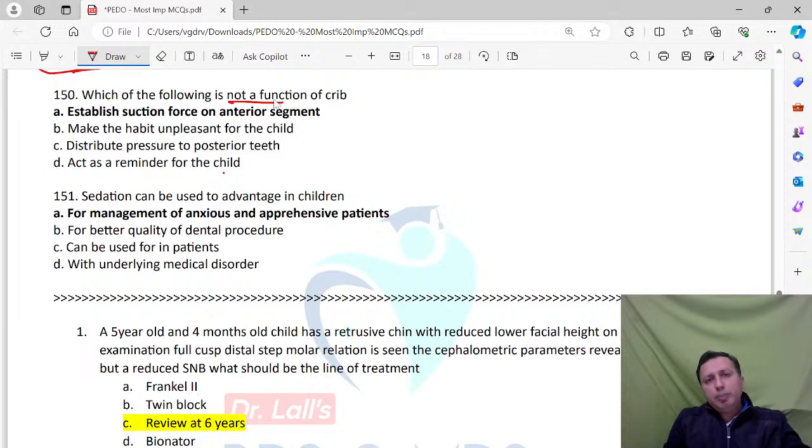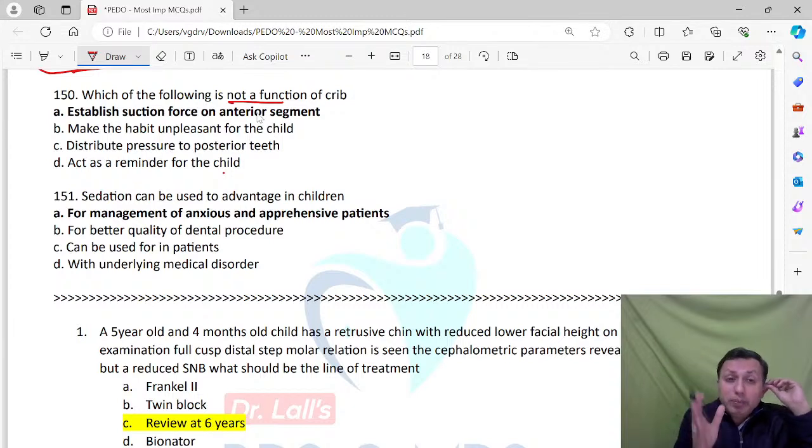So we give a crib in patients who have a habit of thumb sucking or tongue thrusting. Depending on the habit, if the patient is thumb sucking, then we can reduce the length of the crib. If the patient is tongue thrusting, then we can increase the length of the crib. But they are asking what is the purpose of giving a crib, so in this option they are asking which is basically not the function of a crib.